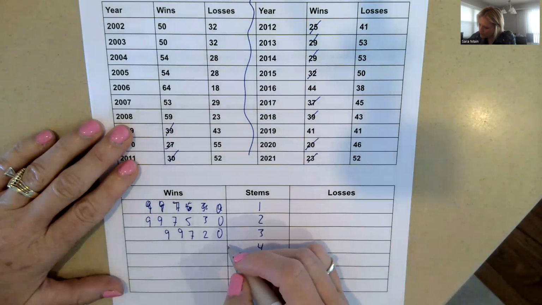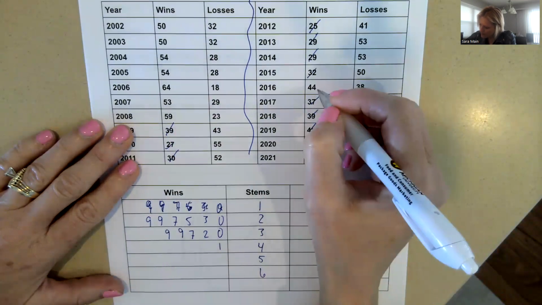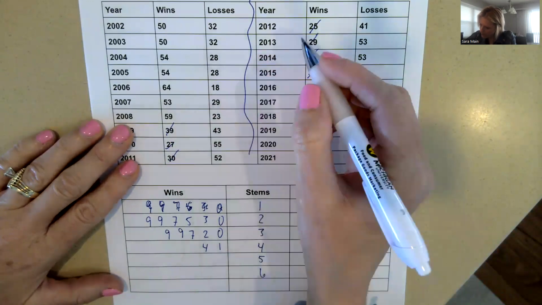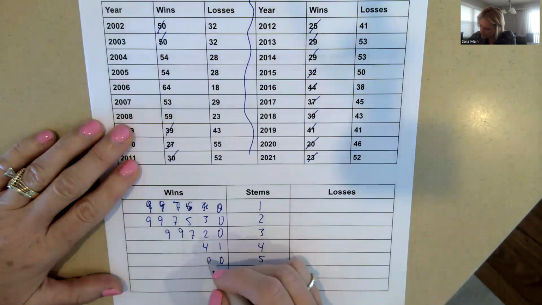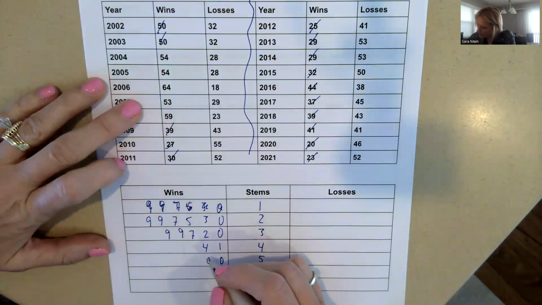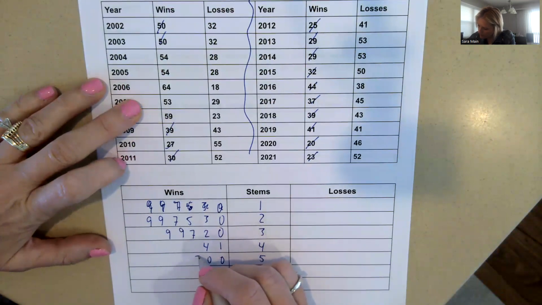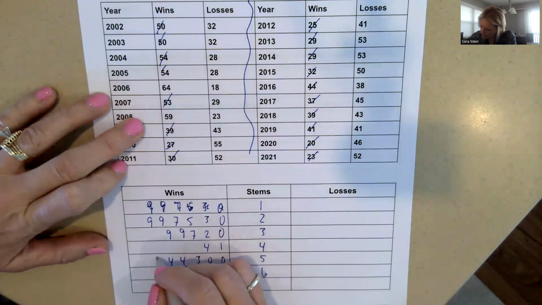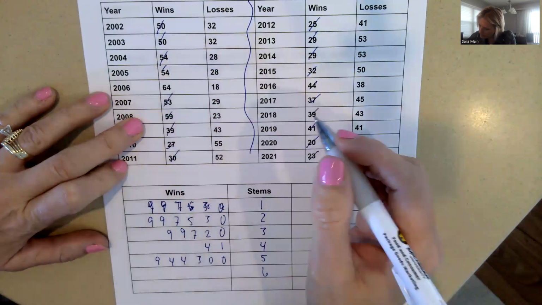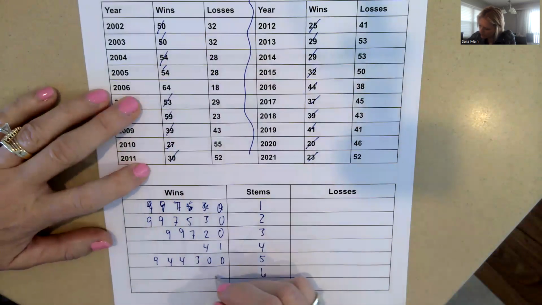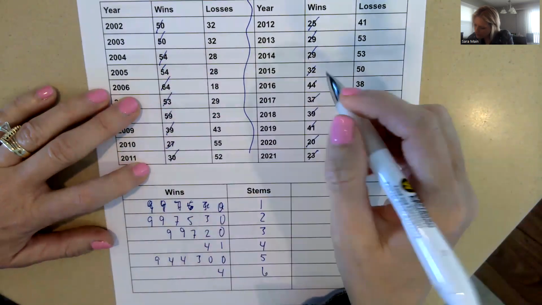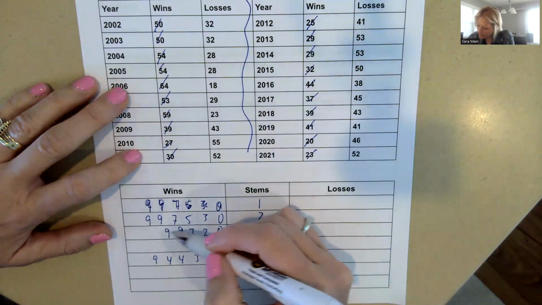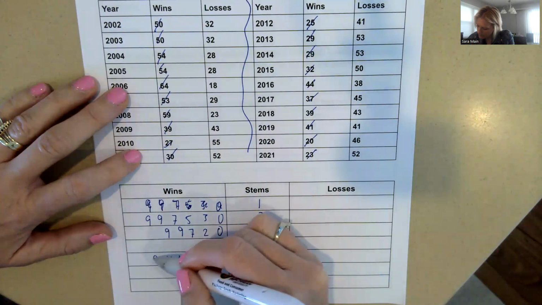And then in the 40s, we have a 41 and a 44. And then in the 50s, we have a couple of 50s. And we have a 53, 2 54s, and a 59. And our 60s in the wins column, we just have a 64. So that should be 20. 1, 2, 3, 4, 5, 6, 7, 8, 9, 10, 11, 12, 13, 14, 15, 16, 17, 18, 19, 20.